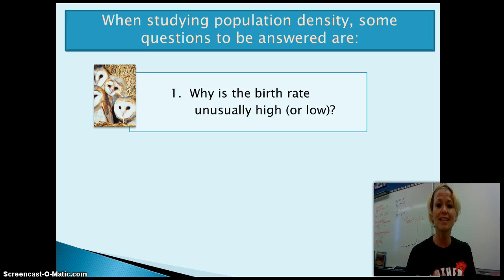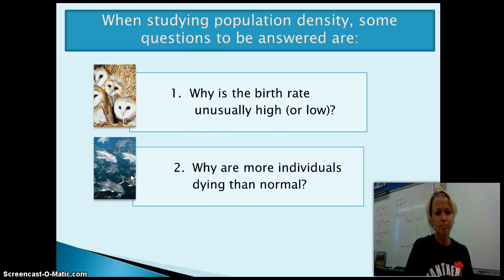So it isn't necessarily always a good thing or a bad thing. But it is something that we always want to ask: if it's changing, why is it changing? And then another thing that we want to ask is, why are more individuals dying than normal? Just the opposite, right? So this one probably tends to be, in general, a bad thing. We don't want lots of individuals dying off.